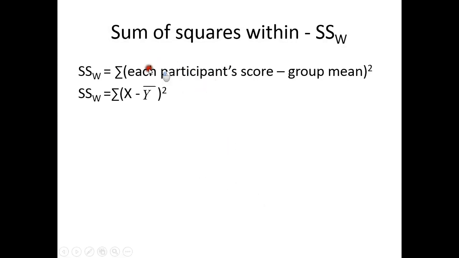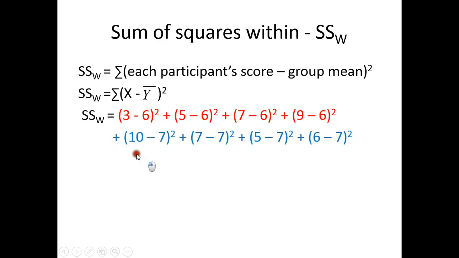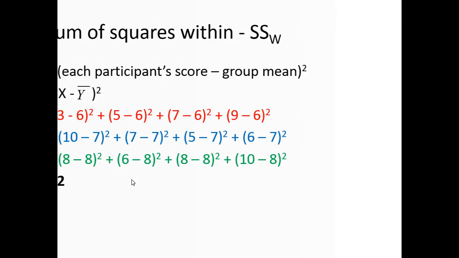The sum of squares within groups is the difference between each participant score and their group mean, squared. So this is a measure of the individual differences or background variation. For group 1, the group mean was 6. So for each participant, 3 minus 6 squared plus 5 minus 6 squared plus 7 minus 6 squared plus 9 minus 6 squared. For group 2, the mean was 7. So for each participant, plus 10 minus 7 squared plus 7 minus 7 squared plus 5 minus 7 squared plus 6 minus 7 squared. The next group, the group mean was 8. So 8 minus 8 squared plus 6 minus 8 squared plus 8 minus 8 squared plus 10 minus 8 squared. That gives us a sum of squares within groups of 42.